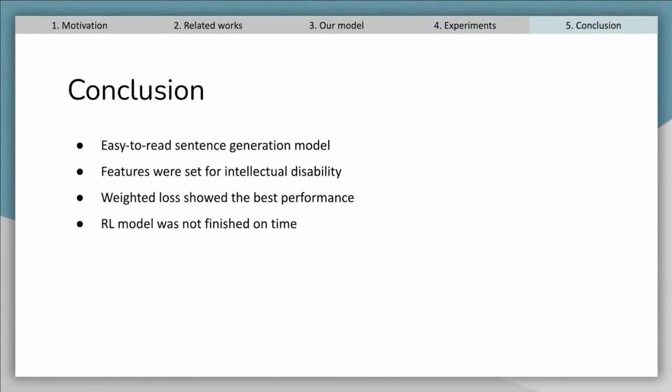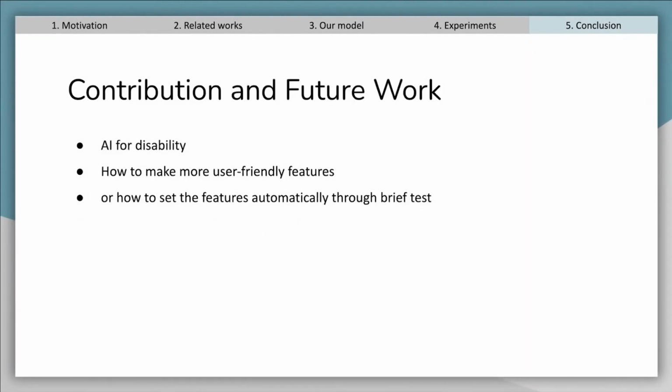Summarizing, we have created an easy-to-read sentence generation model with its features targeted towards people with intellectual disabilities. Weighted loss showed the best performance among all. Our RL model was not finished on time. Our work contributes to AI for people with disabilities. Future work should include making more user-friendly features and setting features automatically for brief tests.